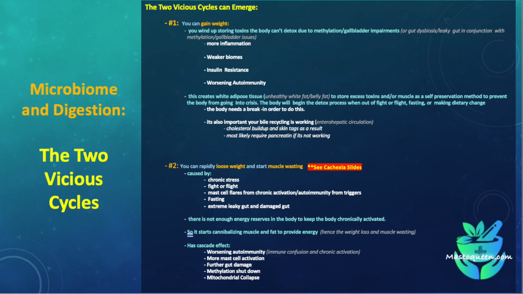Option number 2, and believe it or not, you can switch from option number 1 to option number 2. You wind up starting to lose weight, and you start losing it quickly. And you'll start noticing atrophy, or what is called muscle wasting. This is actually called cachexia, and mast cell patients, autoimmune patients, cancer patients can get stuck into this. This is a massive red flag. If you get stuck into this, that is your body crying for help.